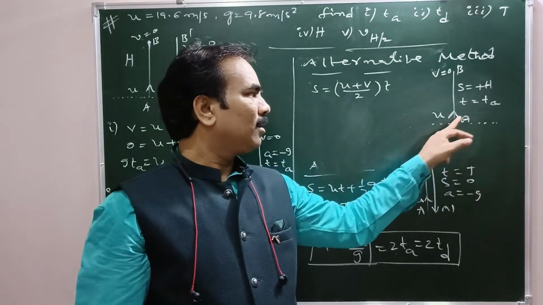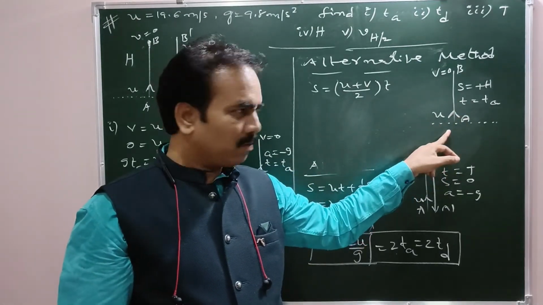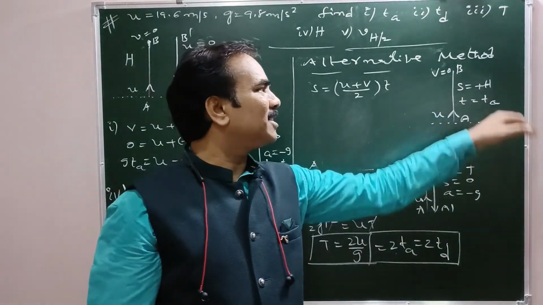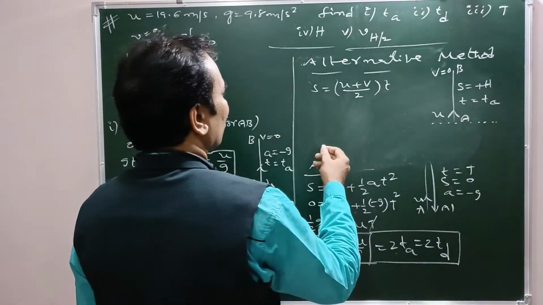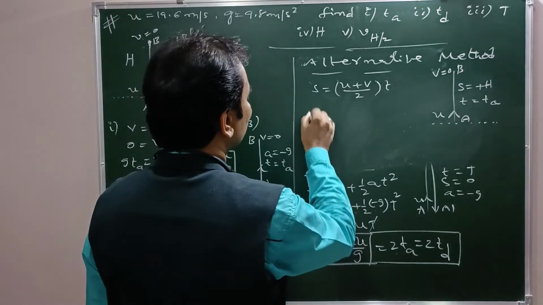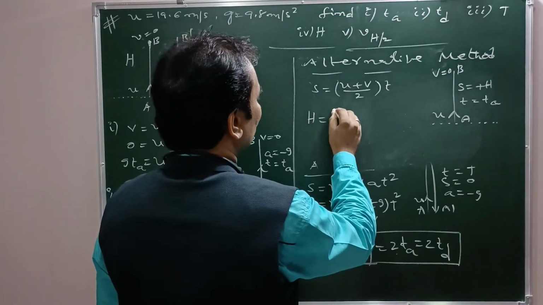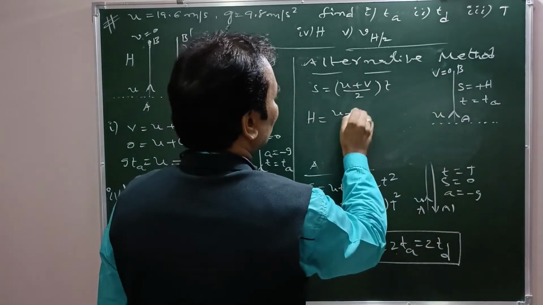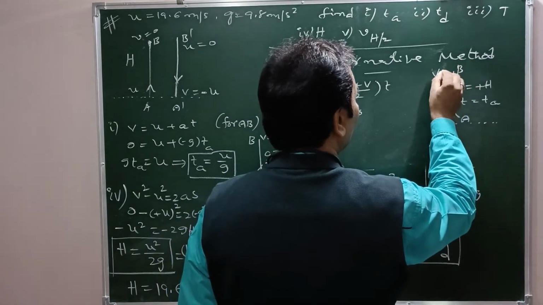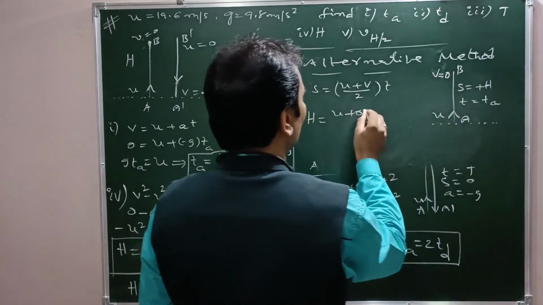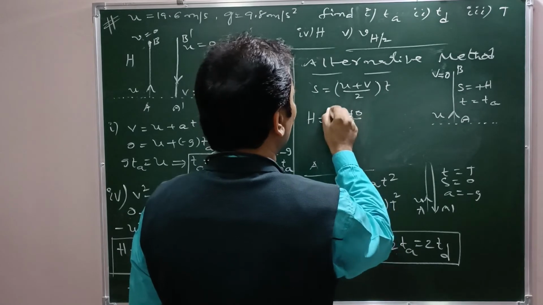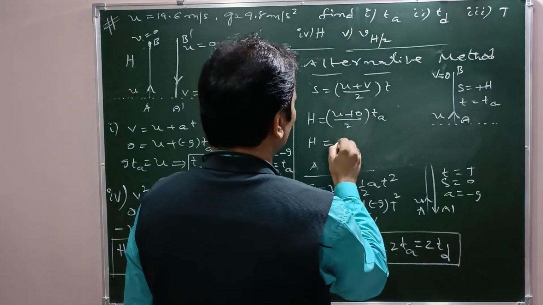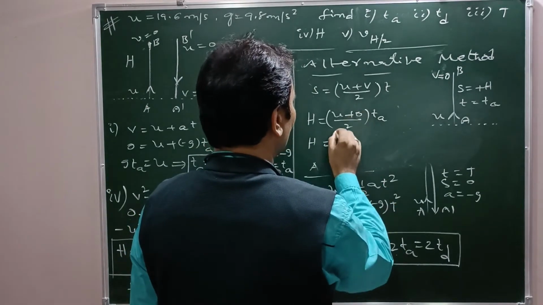For the segment, initial velocity is u, final velocity is 0, time is t_a, s equal to plus h. So s means h here, the maximum height, u means u only, plus v means 0. See here, v equal to 0, divided by 2 into t. That is h equal to u/2 into t_a.